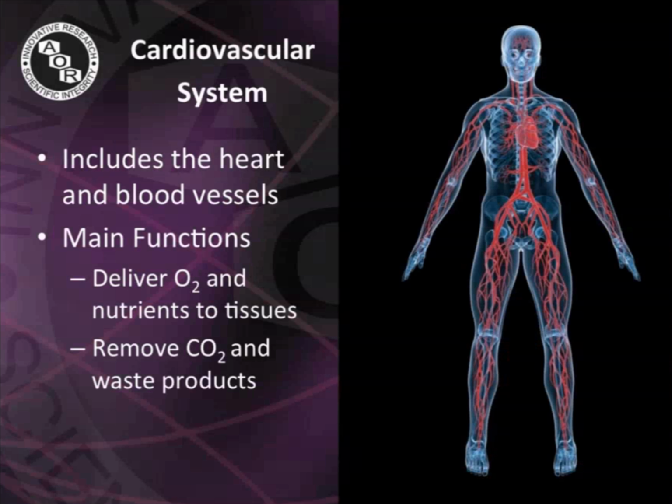So what is the cardiovascular system? The cardiovascular system includes the heart and the blood vessels. The main functions of the cardiovascular system are to deliver oxygen and nutrients to the surrounding tissues and to also remove the byproducts of metabolism such as carbon dioxide and waste products.